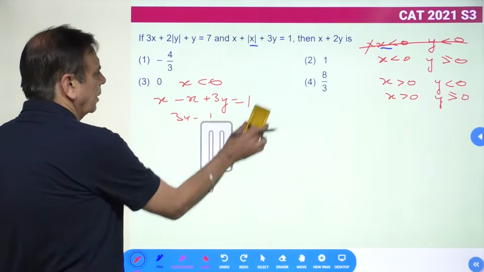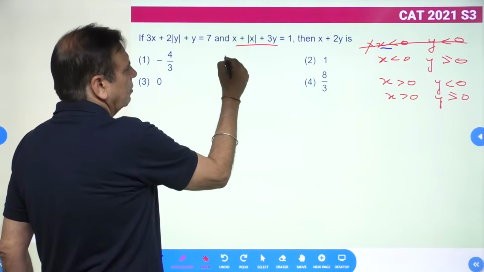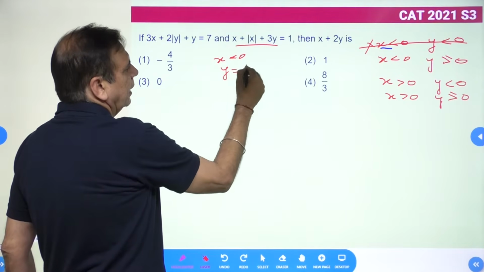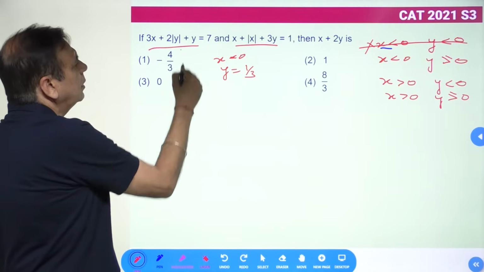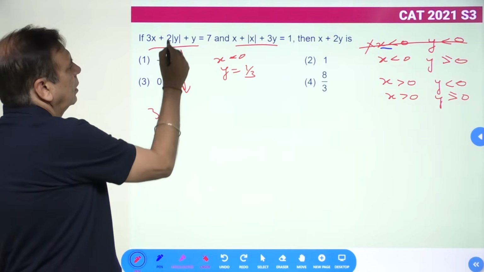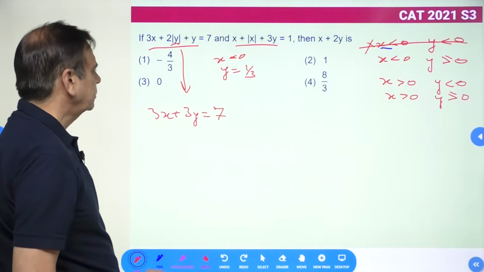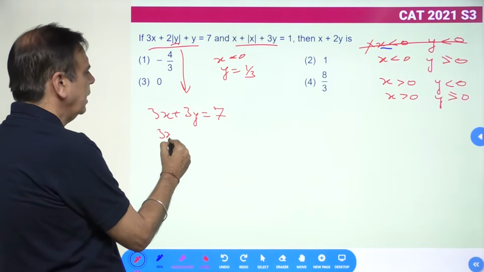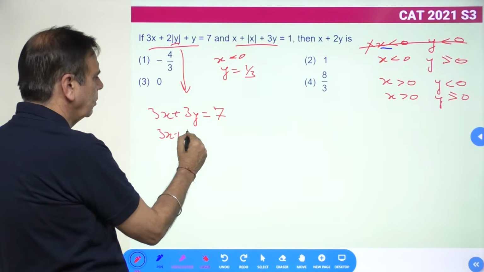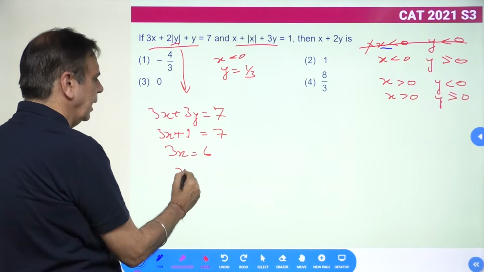So y is equal to 1 by 3. Okay, so let's look at this one. What we have got is, using this equation, we have said x is less than 0 and y we are getting as 1 by 3. Substitute in this one. If y is 1 by 3, what will this equation become? 3x, this 2y plus y, 3y equal to 7. So 3x, y is equal to 1 by 3, 2y plus y is 1, so 3x plus 1 equal to 7, 3x is equal to 6 or x is equal to 2.